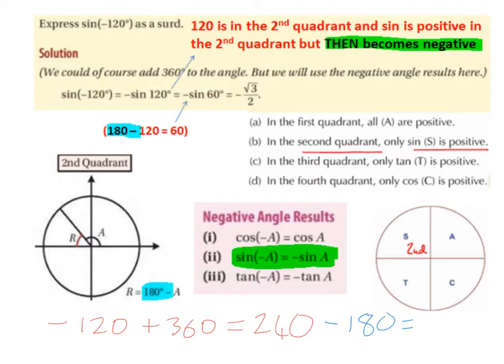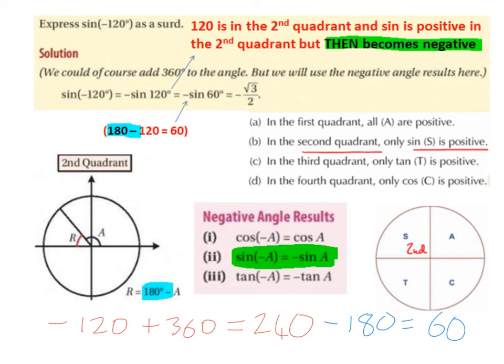And 240 degrees minus 180 degrees leaves us with 60 degrees. So we still would have ended up with the same surd, because sine of 60 degrees is root 3 over 2. And remember, we are now in the third quadrant, where tan is the only positive. So minus sine of 60 degrees will still give us minus root 3 over 2. So whichever way you want to use it will work out. But obviously, for this example, I wanted to show our negative angle results being used.